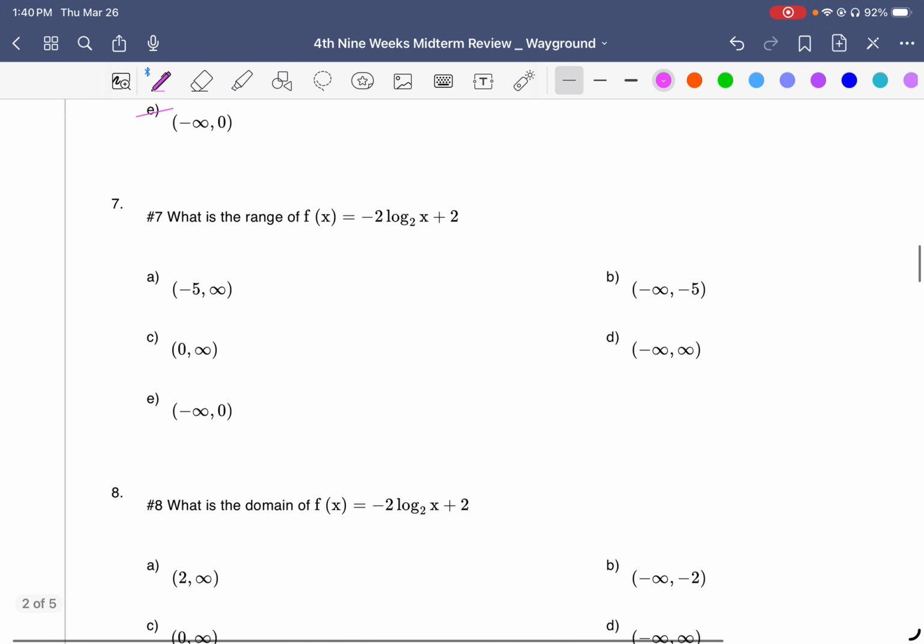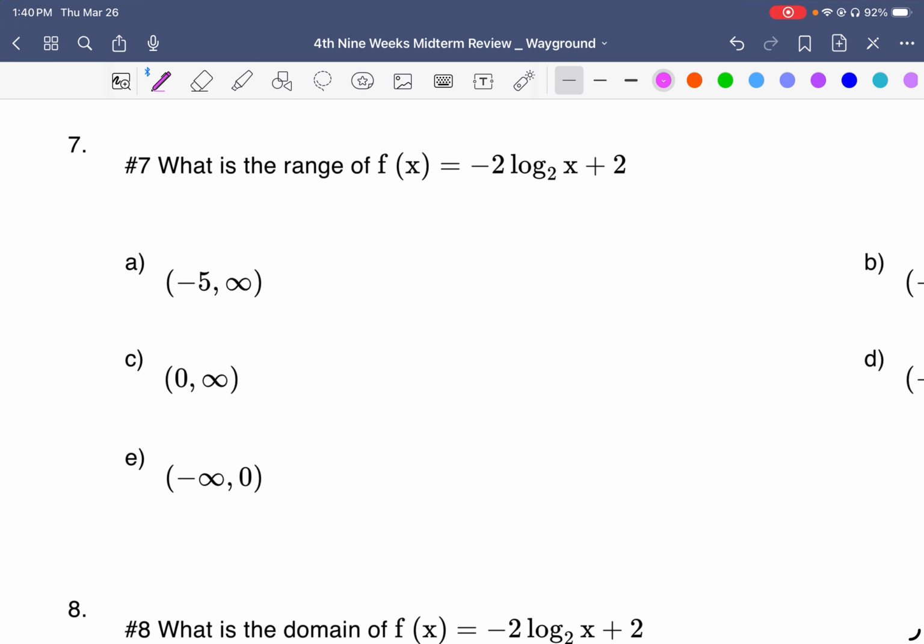Okay, let's go on to question number 7. What is the range of f of x equals -2 times log base 2 of x plus 2? Okay, so I'm going to identify my parent function. This is log base 2 of x. That's the parent function. The transformations are as follows. We have a reflection over the x-axis, a vertical stretch of 2, and then this plus 2 is not around parentheses, so that means that this x is by itself. This plus 2 would indicate that we're going up 2 units.